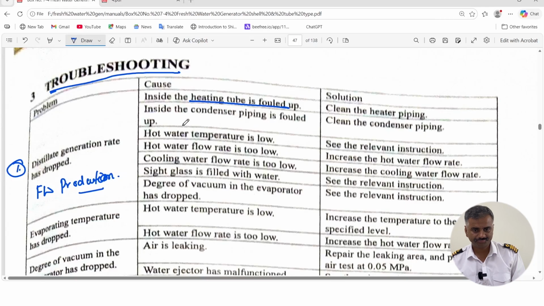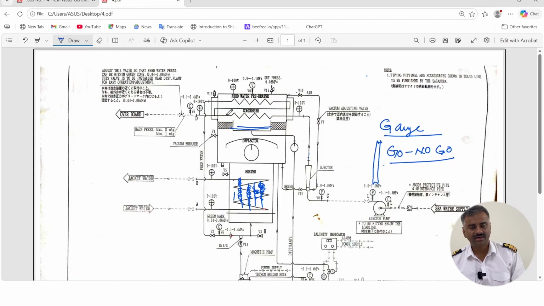The second reason is that the condenser is fouled up. So how do you know that? In the condenser also you will have a go no go gauge. You just pass the gauge inside and see if the tubes are okay, clean. This is like a round stick. If it is going freely, the same size as the tube, the tube is okay. Otherwise, the tube is choked. So that is also how to identify the condenser.